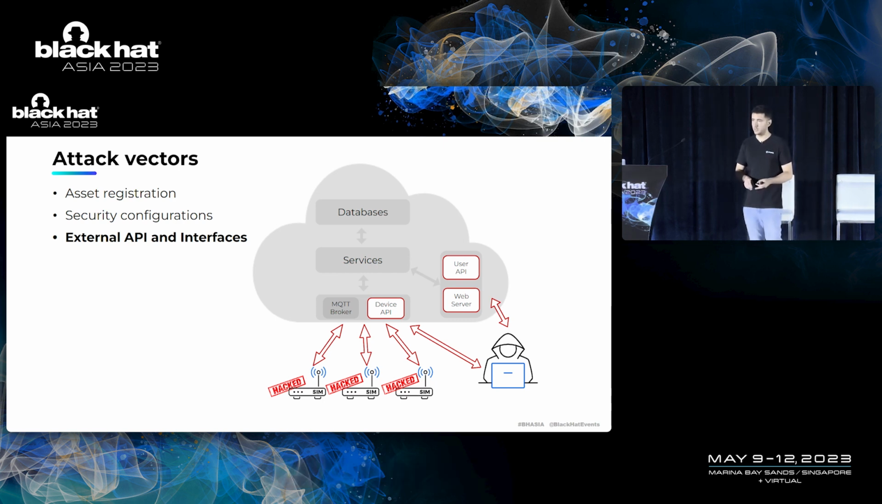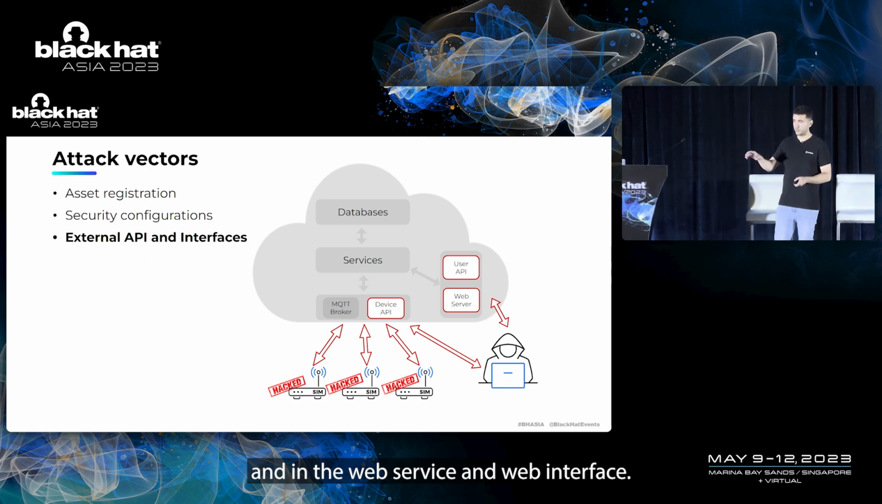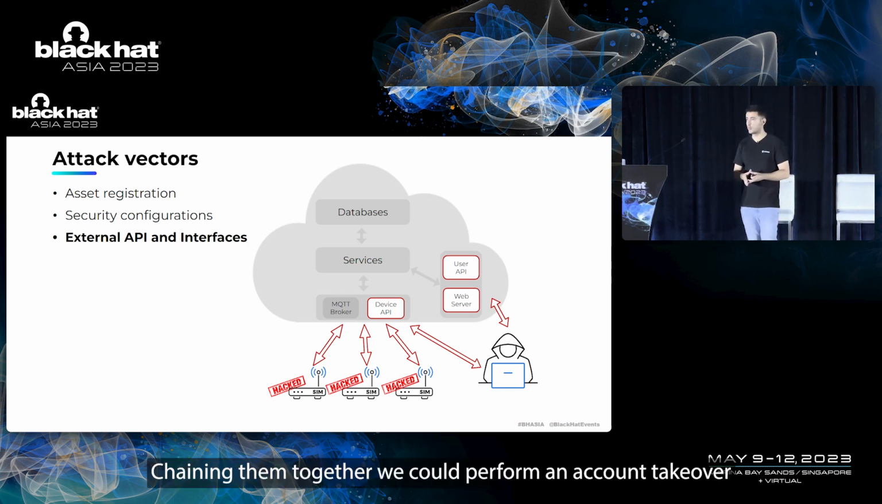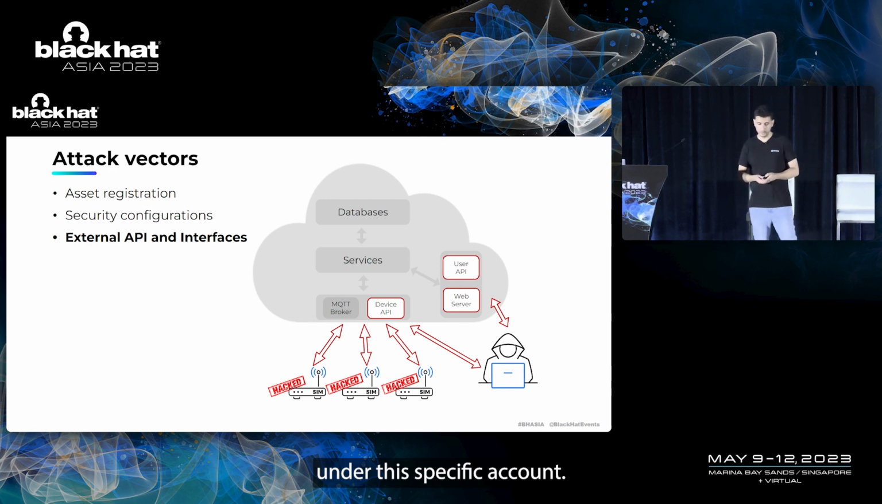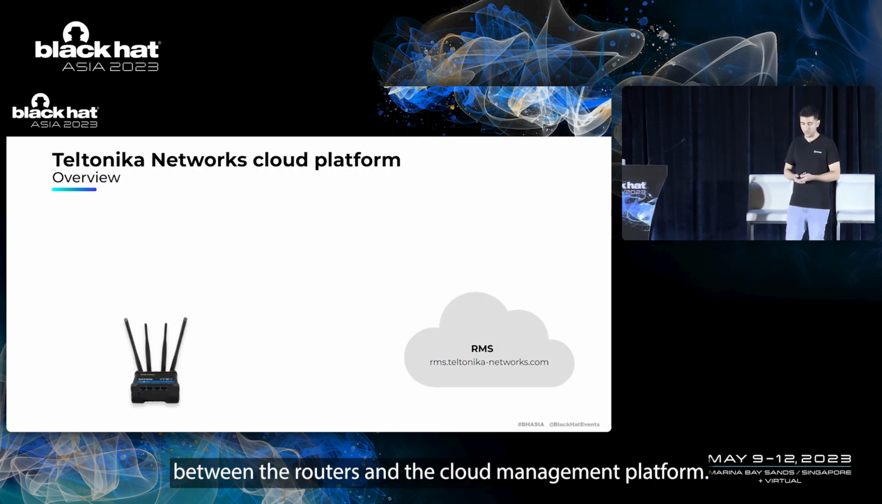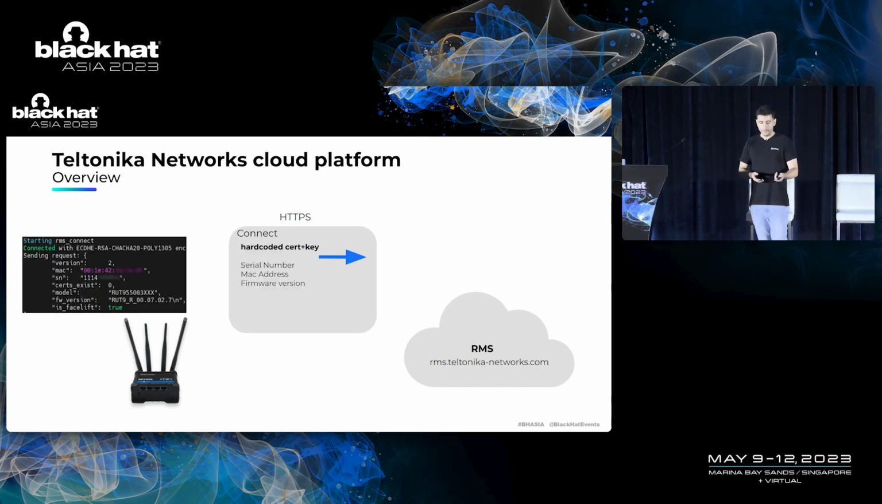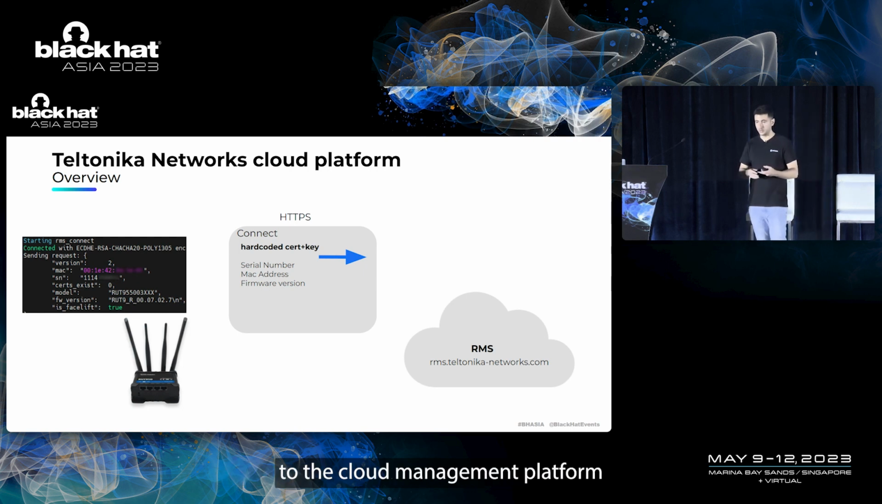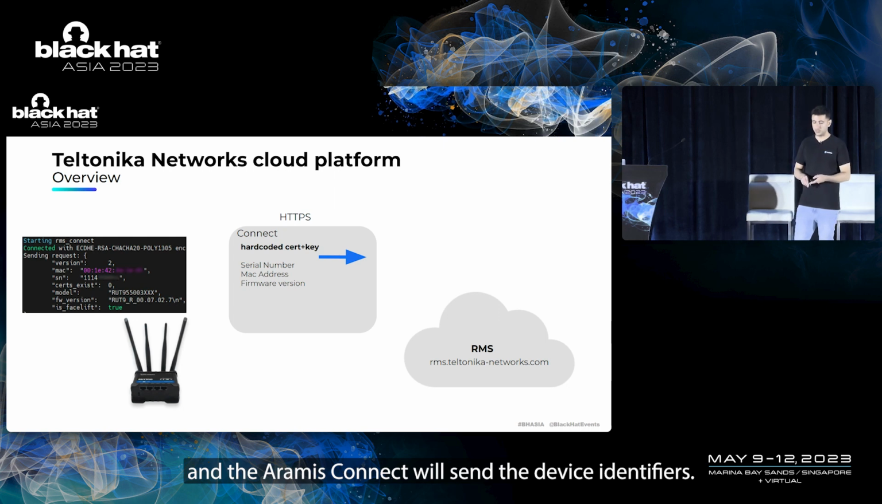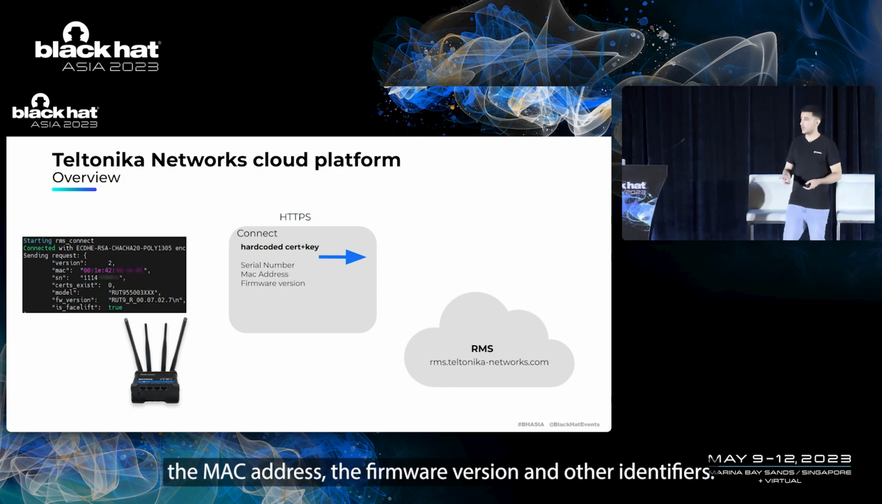vulnerabilities in the device API and in the web service, the web interface. Chaining them together, we could perform an account takeover, leading to remote code execution on all the routers under this specific account. So how does the communication work between the routers and the cloud management platform? Once the device is booted, the RMS Connect executable will connect to the cloud management platform with a hard-coded certificate and key. And the RMS Connect will send the device identifiers, as you can see in this picture: the serial number, the MAC address, the firmware version, and other identifiers.